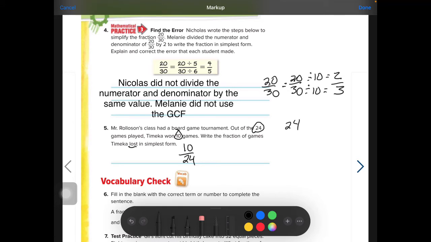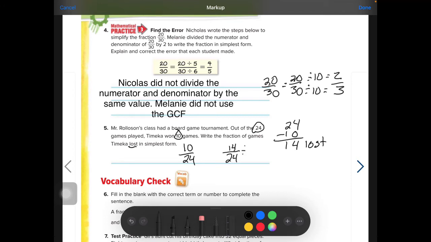So if there were 24 games played and she won 10 of them, we can subtract the difference, and what is left is what she lost. Then we can put that into a fraction. So 14 games she lost out of 24. Now that is the fraction we need to simplify.